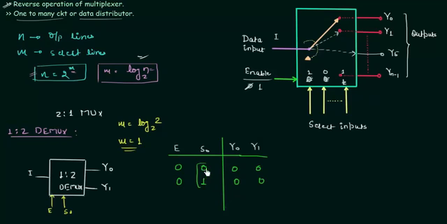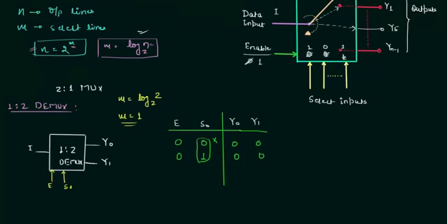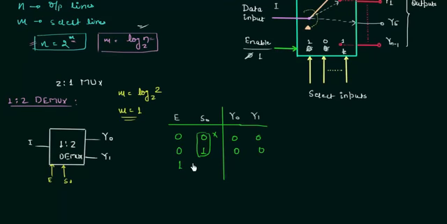So we can say that when E is 0, S0 is don't care. We don't have to look for the value of S0. If E is 0, outputs are going to be 0. Now when E is 1, demux is operational and S is 0. It means the data input I is transferred to Y0. So Y0 will have I, Y1 will have 0.